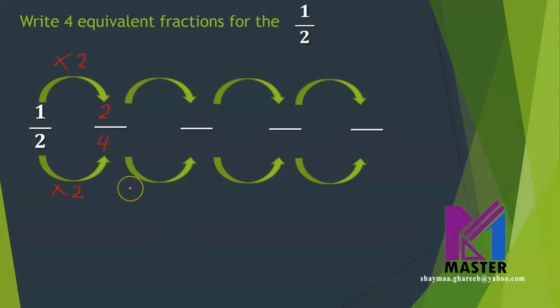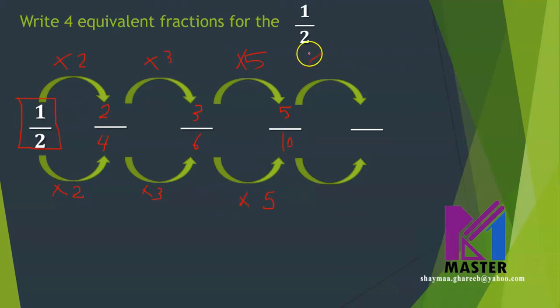Can you stop the video and try to find more equivalent fractions to the half? Each time you can use a different number than the 2. You multiply this half by a different number than the 2. Okay? Let's see. Here, I'm going to multiply by 3, for example, up and down. Let's start. 1 times 3, 3. 2 times 3, 6. This time, I'm going to multiply by 5. 1 times 5, 5. 2 times 5 equals 10.